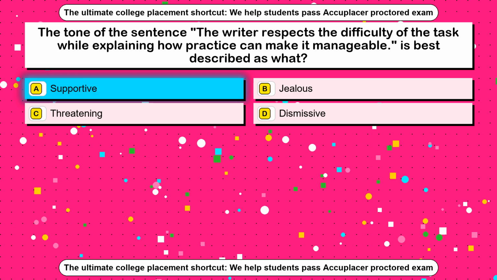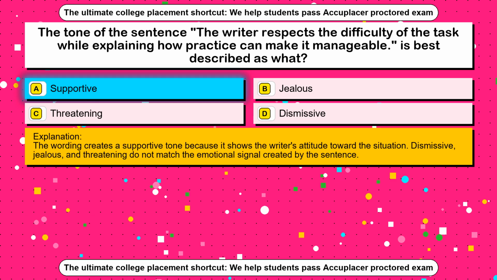The correct answer is option A, supportive. The wording creates a supportive tone because it shows the writer's attitude toward the situation. Dismissive, jealous, and threatening do not match the emotional signal created by the sentence.